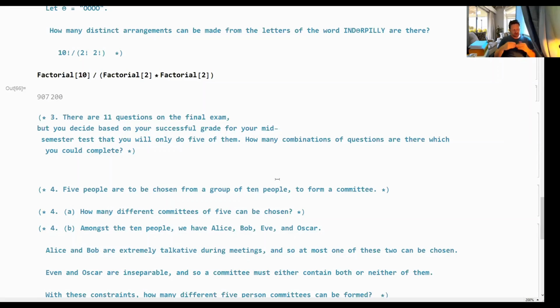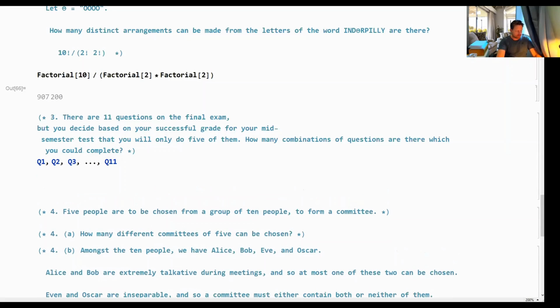All right, so let's draw ourselves a little diagram. So we've got 11 questions. So let's say we've got Q1, Q2, Q3, up to Q11 that we could do, right? Now, how many places do we have? Well, we have 5 different places that we could put these questions, right? Is that 5? It looks like 5.